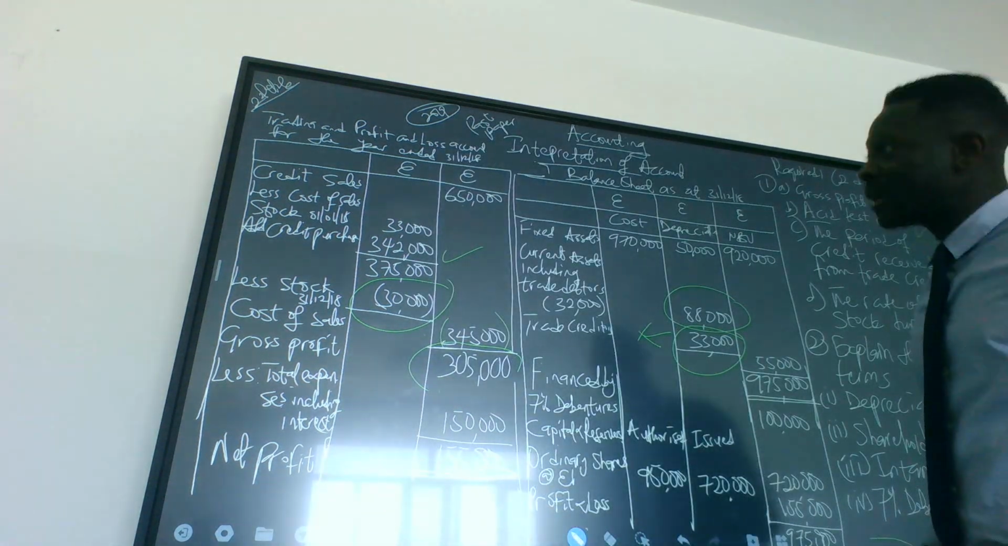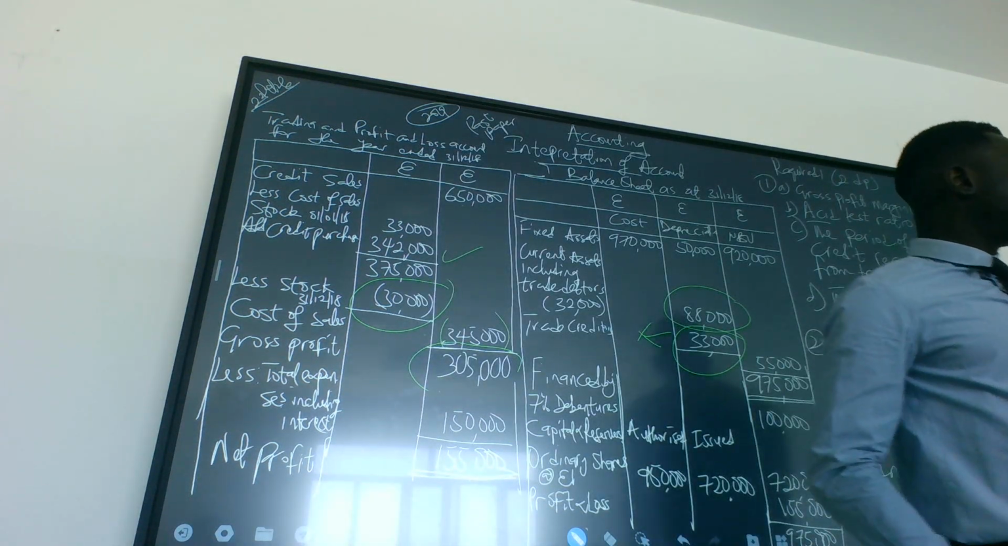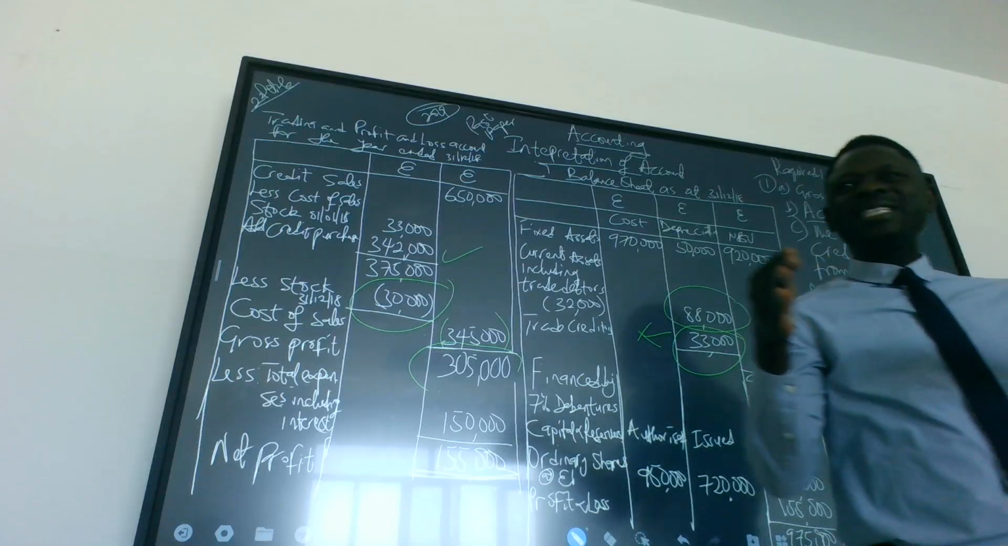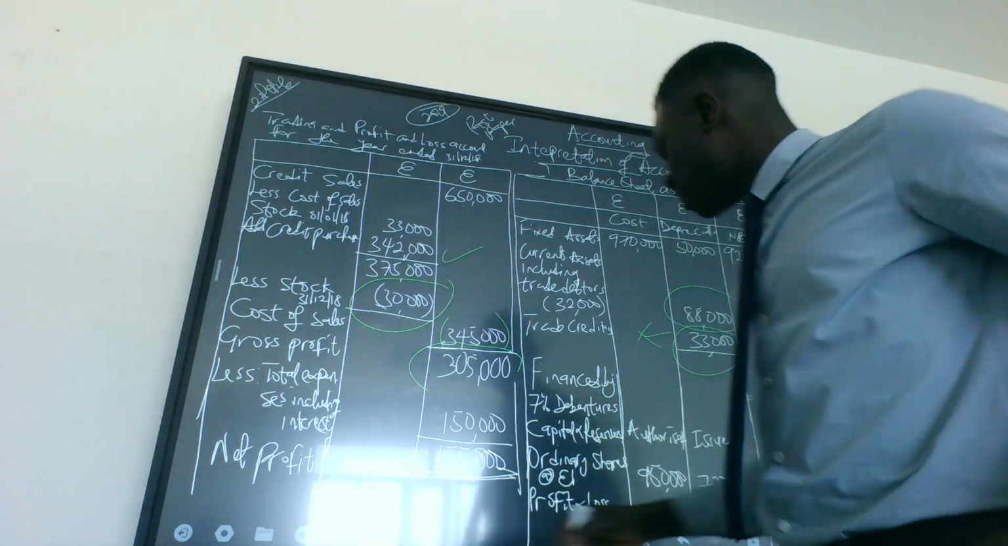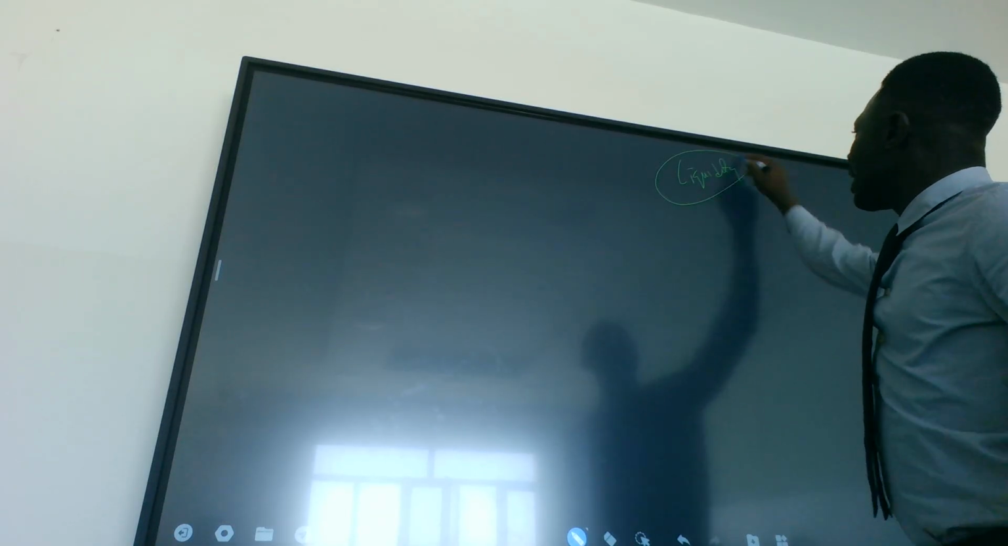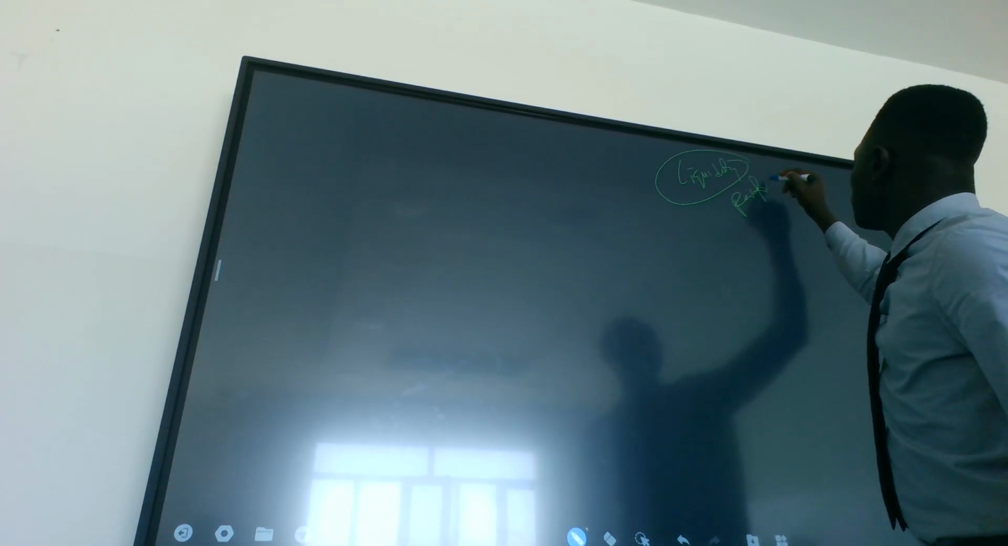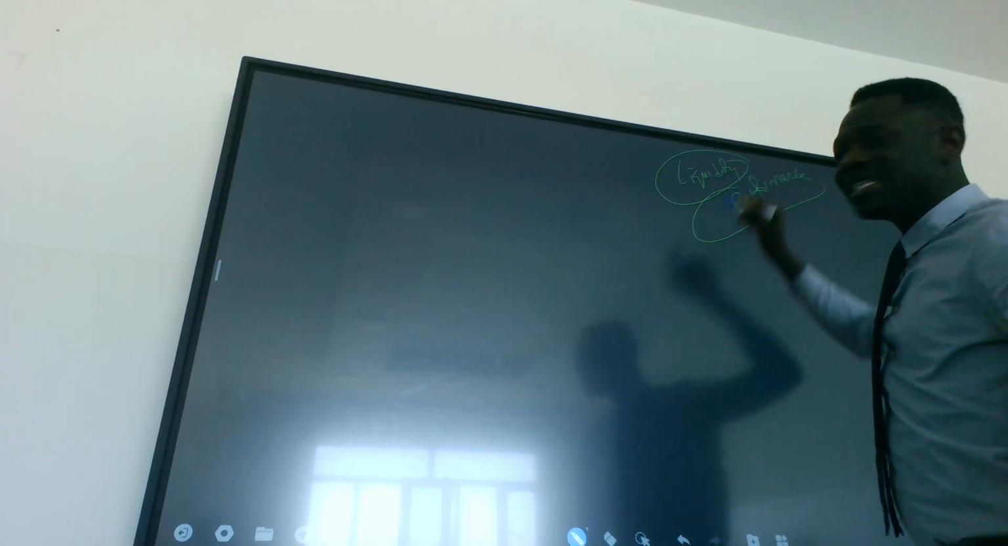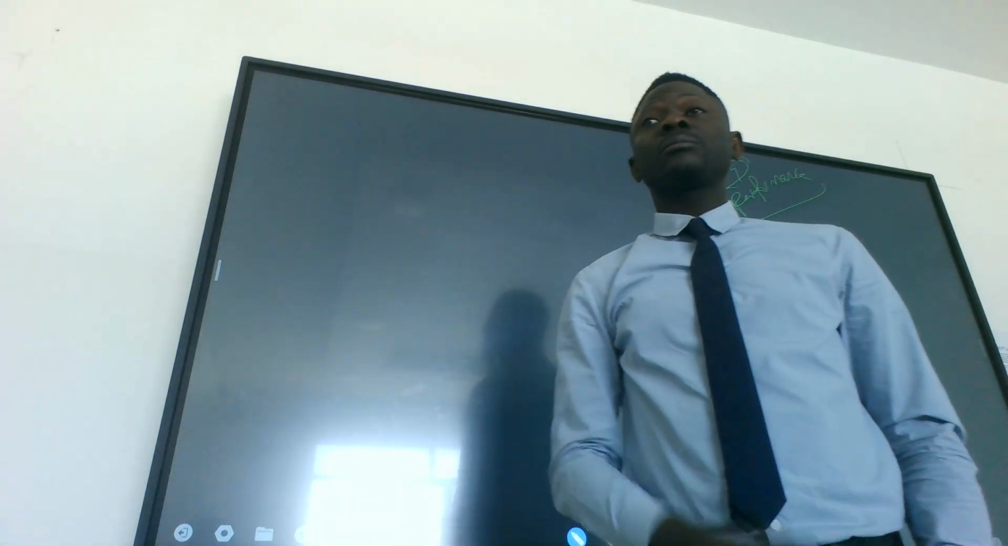So we have interpretation of account. For you to interpret account, it's simply about understanding the position of the business in terms of liquidity and the performance of the business. These are the reasons why we need to interpret accounts.